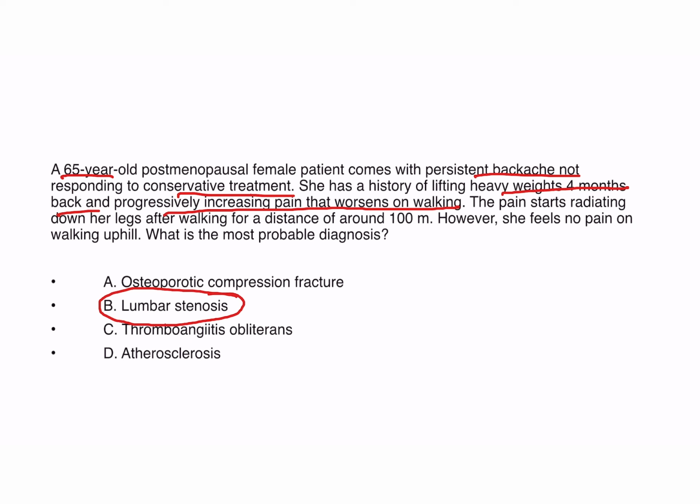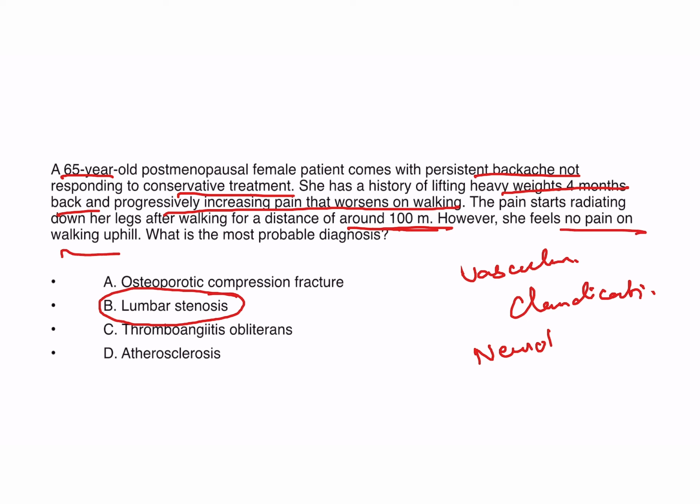After walking for a distance around 100 meters, the patient is feeling pain. That reminds me of claudication. So now the question is whether this is a vascular claudication or a neurological claudication. However, she feels no pain on walking uphill. Remember, vascular claudication will cause more pain on walking uphill. So this is not a vascular claudication, rather this is a neurological claudication. So the most probable diagnosis for this is lumbar stenosis.